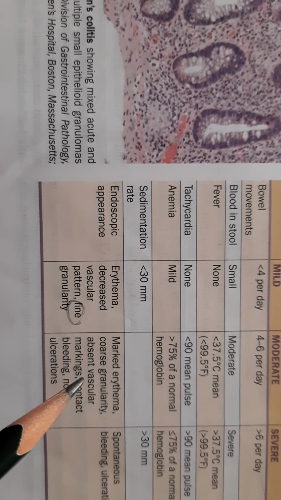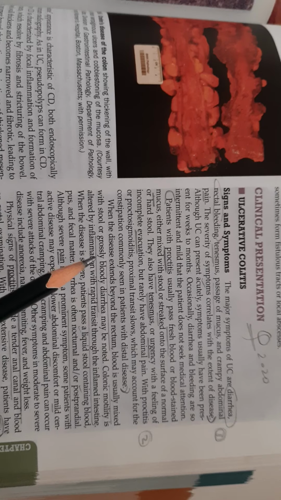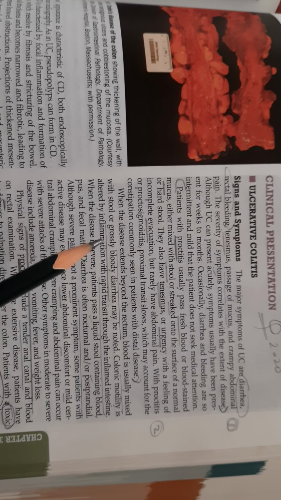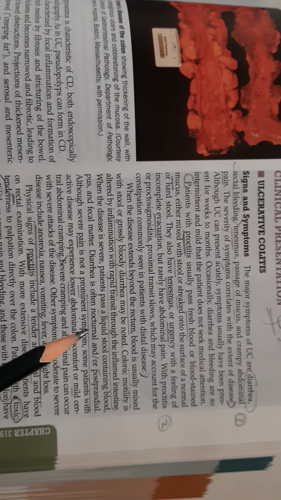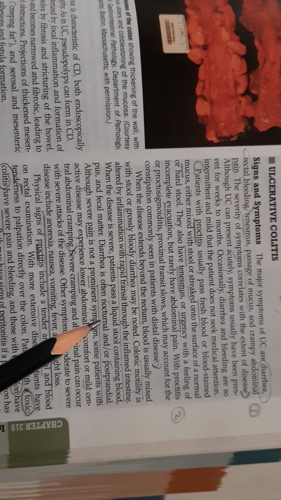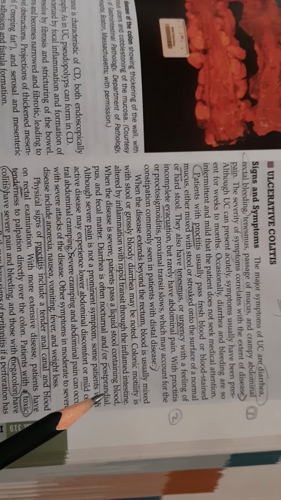A little bit extending, I can discuss more. This is also an important question in DNB medicine or MD medicine, which was already asked in 2020. So I was reading, and I thought to show you also. The major signs and symptoms of ulcerative colitis are diarrhea, rectal bleeding, tenesmus, and passage of mucus, which correlate with the extent of disease. Another important point: when the disease extends beyond the rectum, blood is usually mixed with the stool, or there is grossly bloody diarrhea. You can see the inflammation process is going on in this disease, and diarrhea is often nocturnal, meaning the patient wakes up at night to pass stool, or postprandial, meaning after meals.